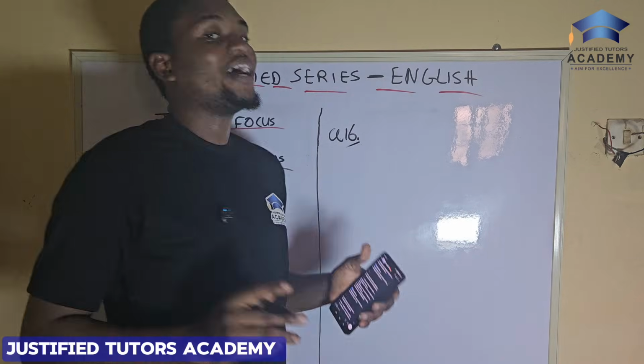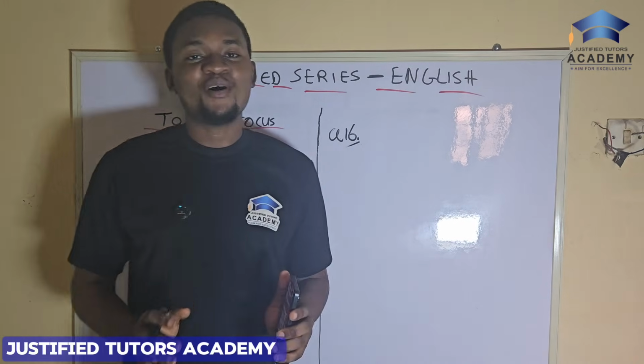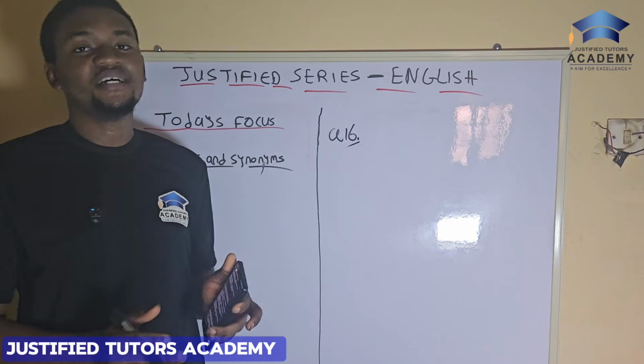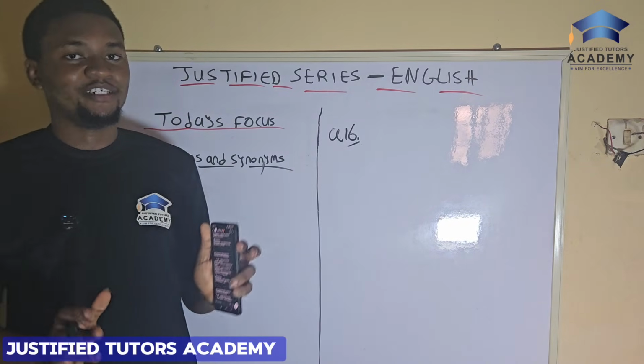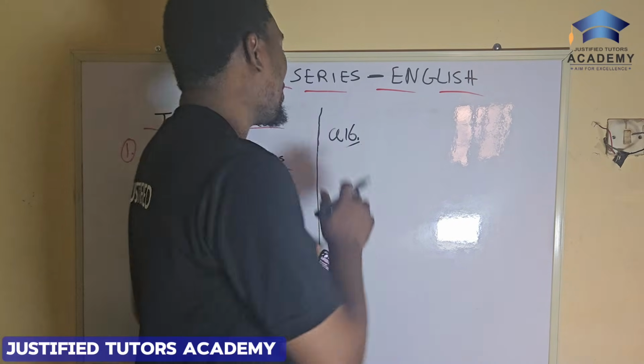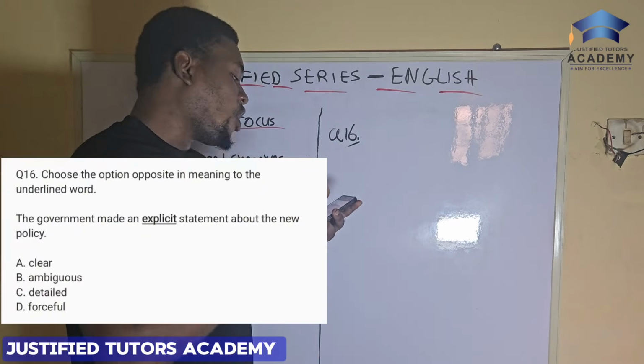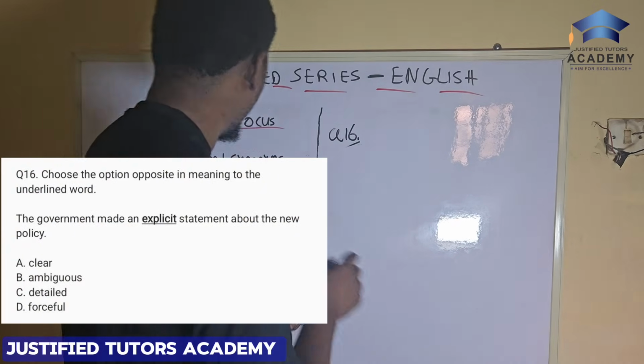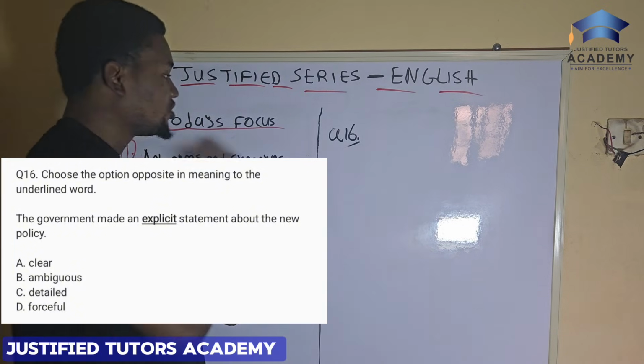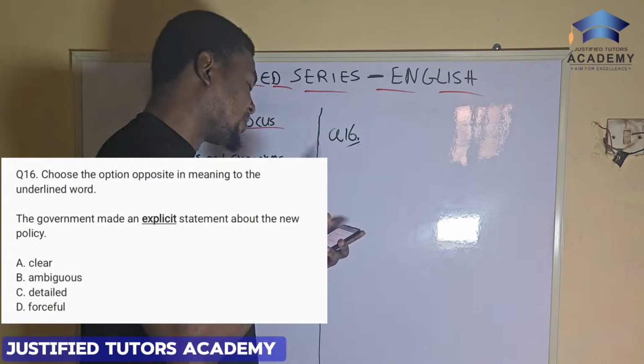All right. So now we're in question number 16. Five more questions and we are done. Okay, four after this question and we are done. All right. So now follow me carefully. Question 16 says, choose the option opposite in meaning to the underlined word. Opposite meaning is antonyms. So we have to choose the word that is opposite in meaning to the underlined word.